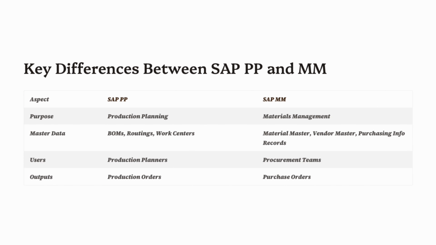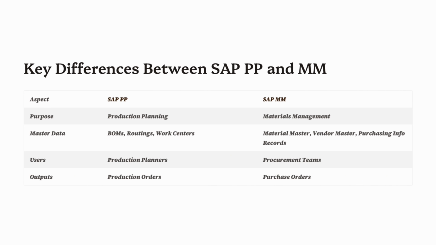Part 4, Key Differences between PP and MM. Now that we've covered both PP and MM individually, let's compare them side by side. Purpose and focus. PP is focused on production processes, planning, scheduling, and controlling manufacturing. MM is focused on materials and procurement, making sure the right items are purchased, stored, and available.